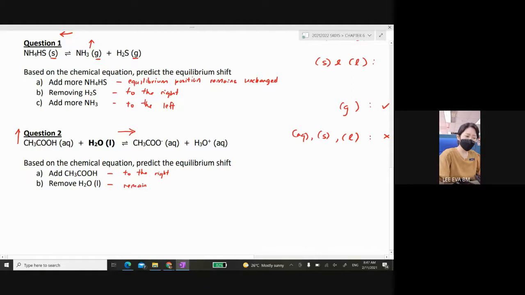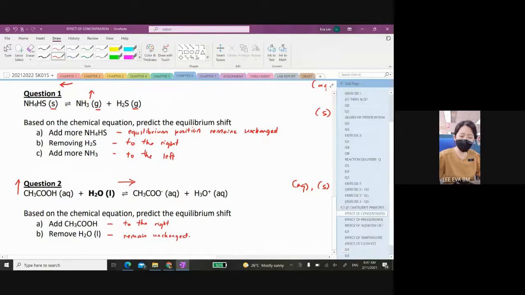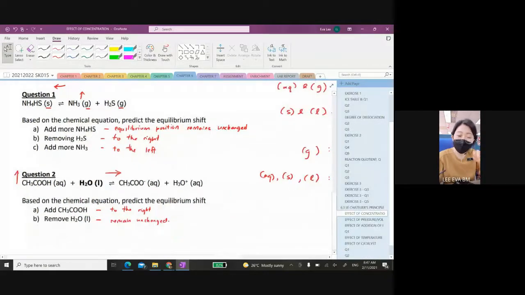You can write the full sentence, but Madam only notes down here "remains unchanged". Okay, so what remains unchanged? The equilibrium shift, or the equilibrium position, remains unchanged. Alright, so this is about equilibrium. This is about the concentration factor. Any questions on concentration? Yes.